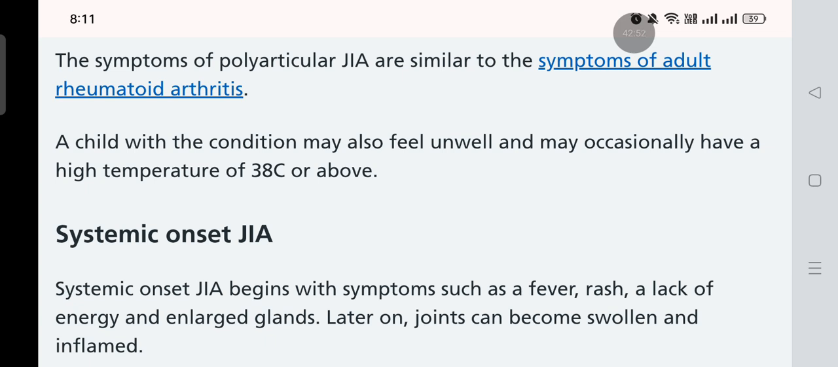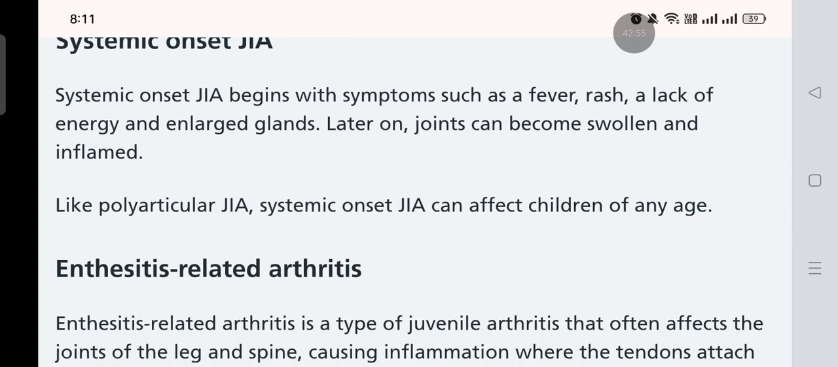Systemic onset JIA. Systemic onset JIA begins with symptoms such as fever, rash, a lack of energy, and enlarged glands. Later on, joints can become swollen and inflamed, like polyarticular JIA. Systemic onset JIA can affect children of any age.